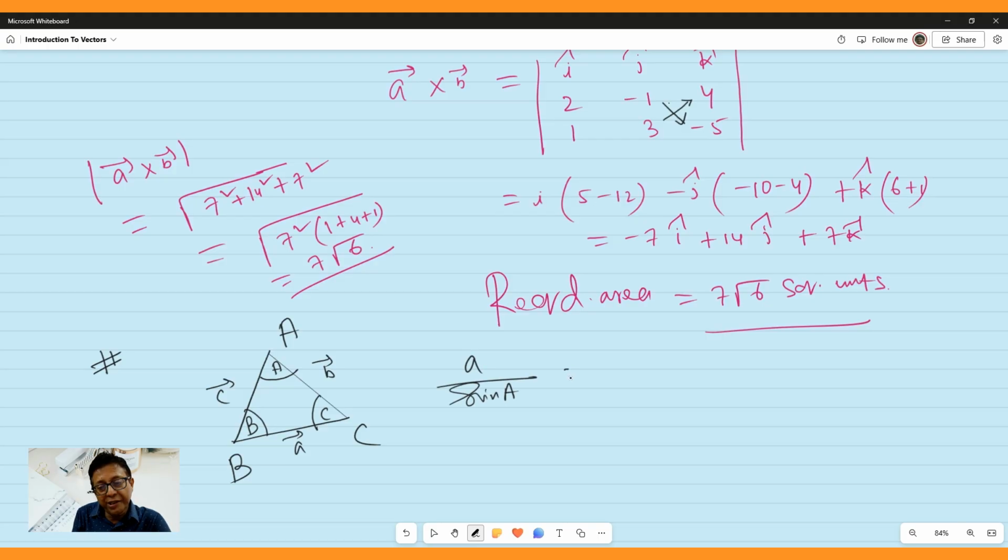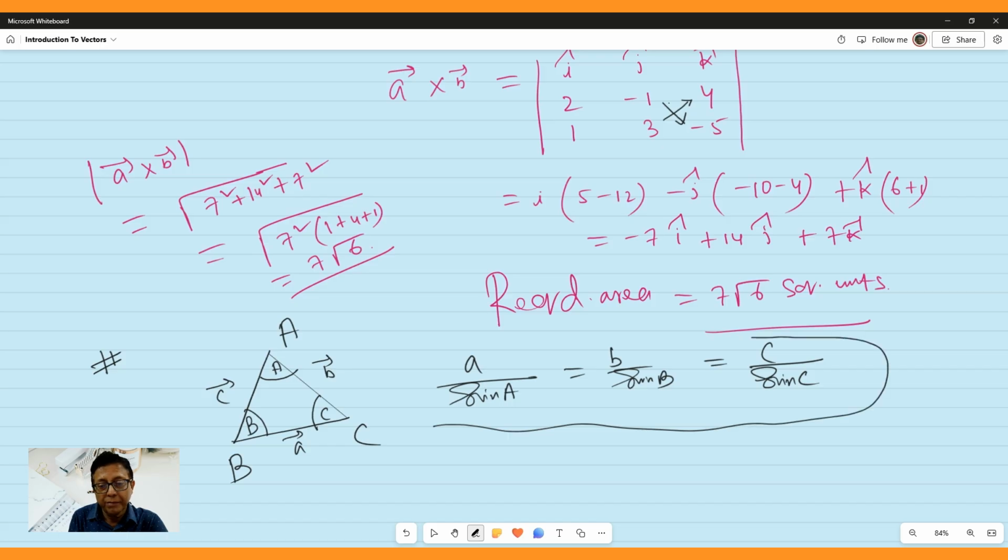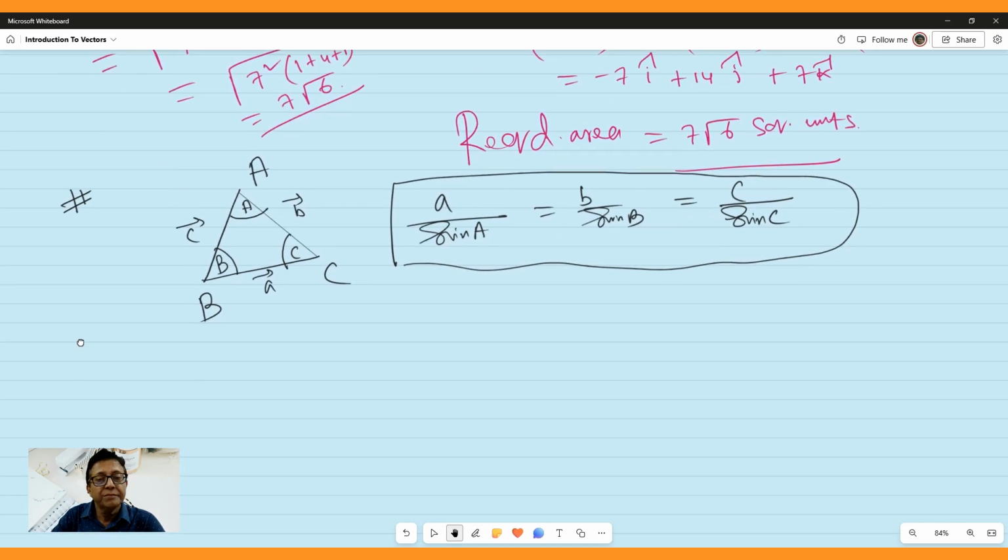A by sine A, B by sine B, C by sine C. Proof is that. This we are going to prove: A by sine A, B by sine B, C by sine C. So again we go by assuming that BC equal to A vector.